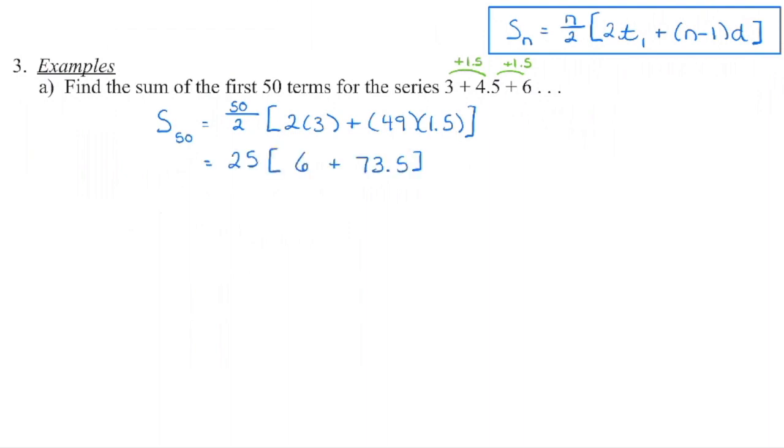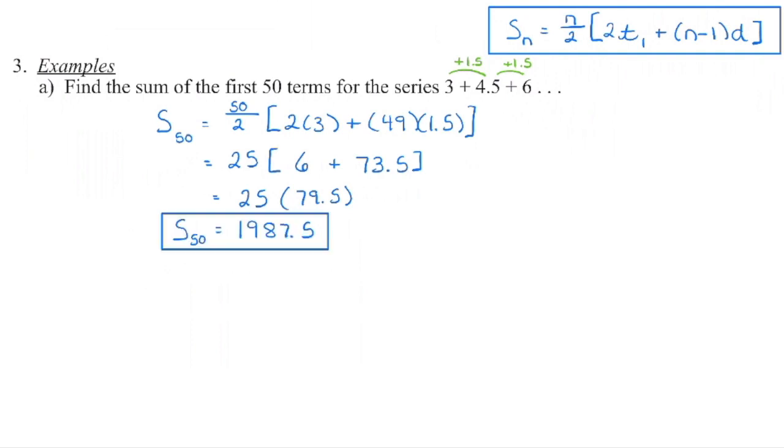So then we can go ahead and simplify this. 50 divided by 2 is 25. 2 times 3 is 6. Multiply those together and then get that value. We're going to work out the bracket first, so add those up, multiply them together, and we now have the sum of the first 50 terms.